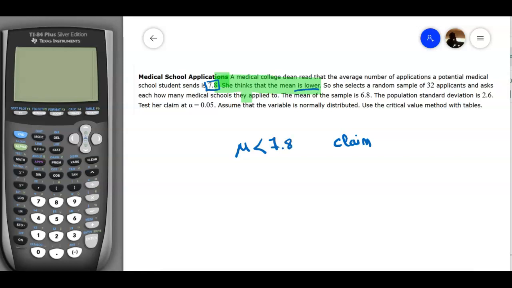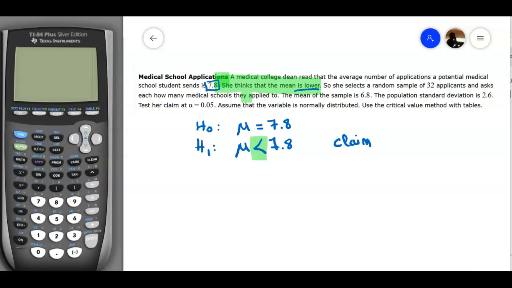And because the claim does not have an equal sign in it, strictly less, it can be only H1. All right, so H1 is the claim. Now the negation of this for H0 will be the mean. Well, the negation is basically greater or equal, but for us the mean will be equal to 7.8. All right, so this is basically the hypothesis H0 and H1.